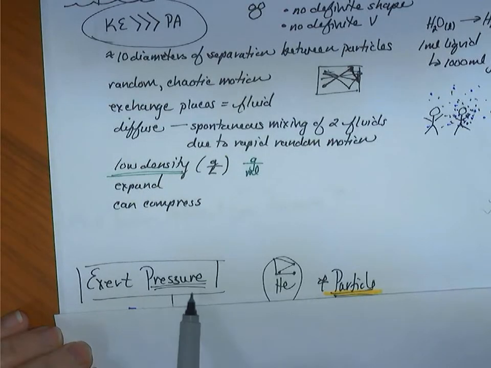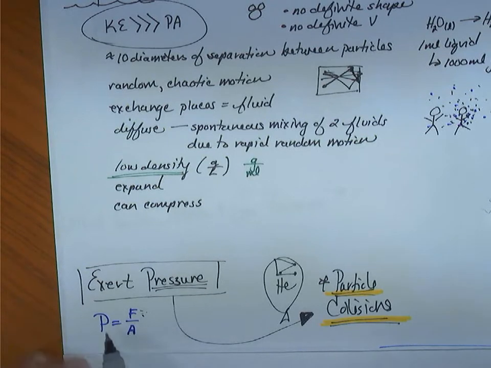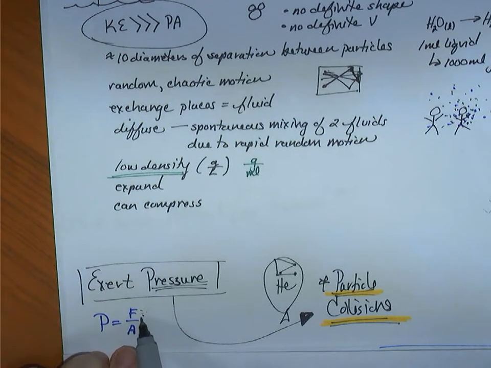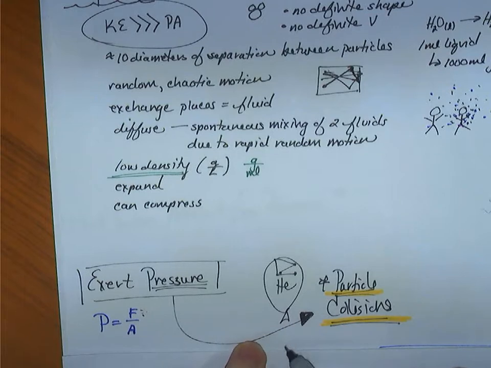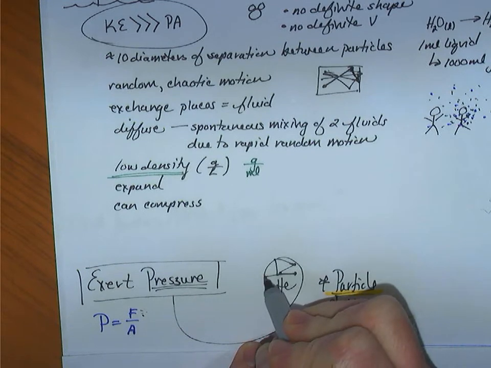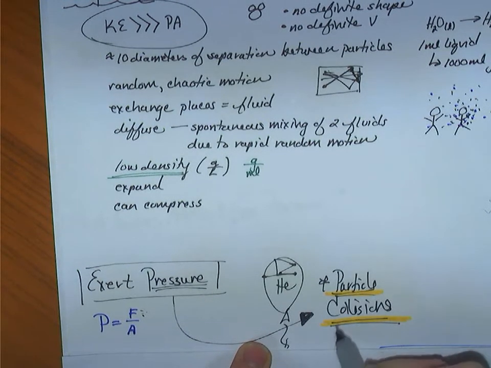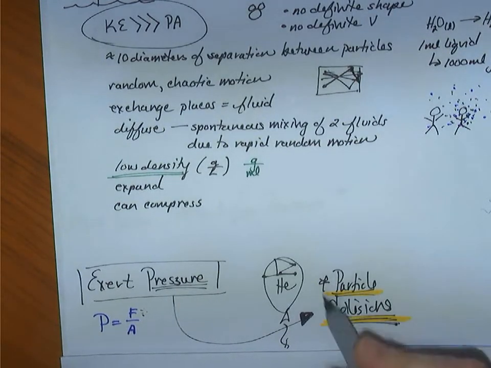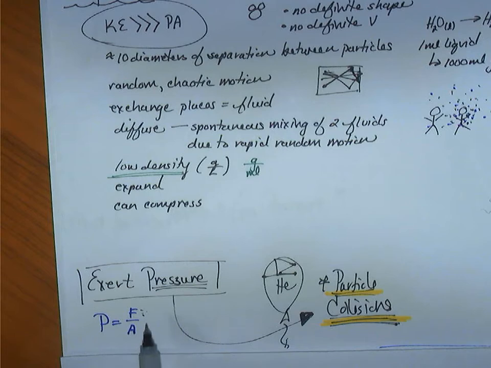Gases exert pressure. But how? We say pressure is force per unit area. Forces are pushes and pulls, so how can gas particles be exerting pushes and pulls? Well, if a balloon is filled with helium, we know that the particle is going to be traveling in a straight line until it hits the wall of the container or another particle. They will collide. When you think of gas pressure, please approach it from the perspective of particle collisions. The collisions are causing pushes and pulls that result in gas pressure.